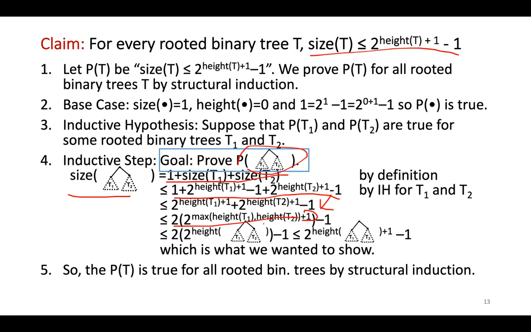And again, this is similar to the original definition. So yeah, in this case, we have this, and this will be going into this part with plus 1. Then the shape is the same, and this is true. So P of T is true for all rooted binary trees by structural induction.